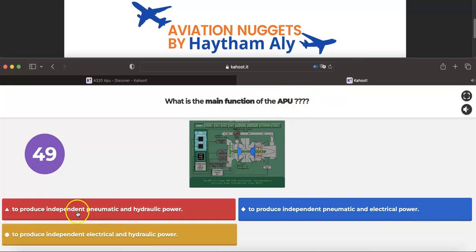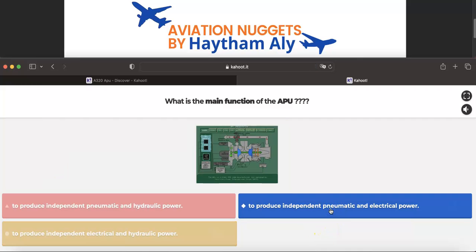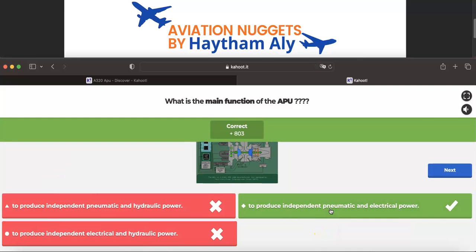Okay, to produce independent pneumatic and hydraulic power, to produce independent pneumatic and electrical power, or to produce independent electrical and hydraulic power. So the right answer is to produce independent pneumatic and electric power. As you can see here from this schematic, it shows us the three main components that compose the APU, which are a power section, a load compressor, and the accessory gearbox.